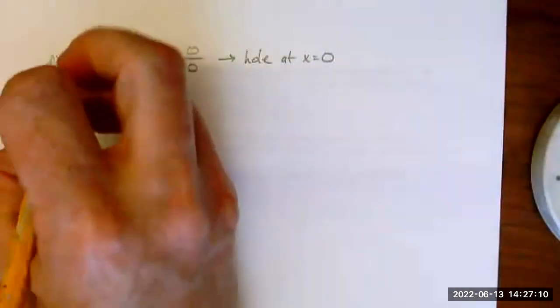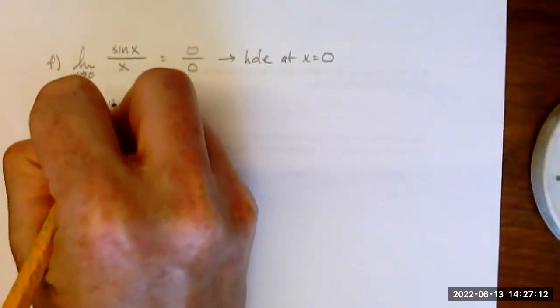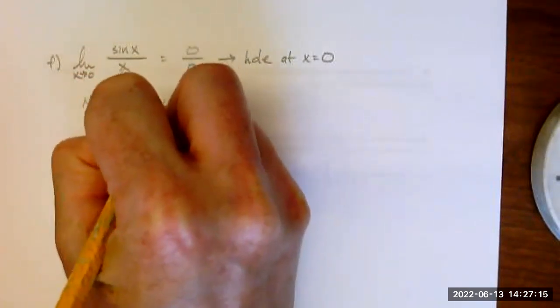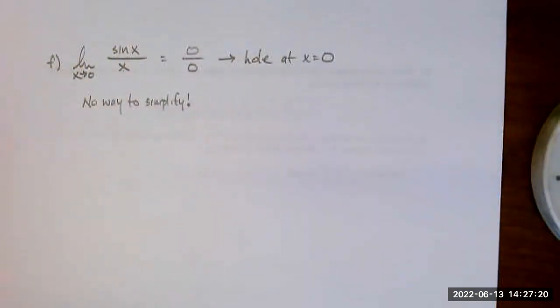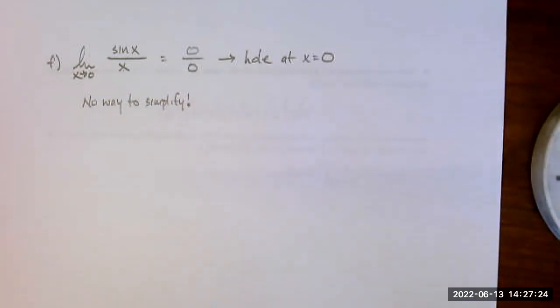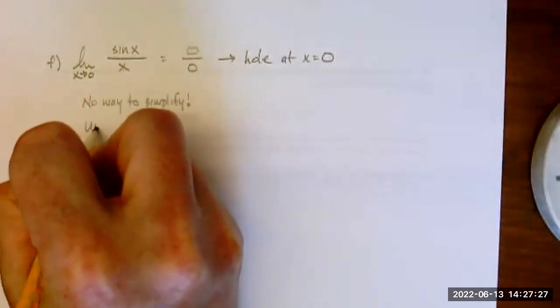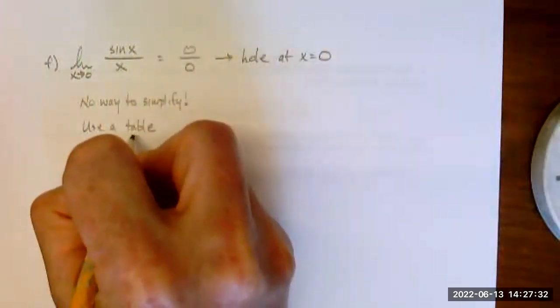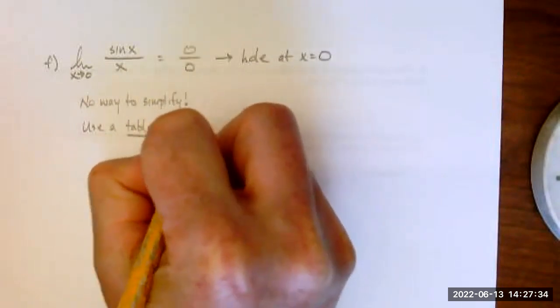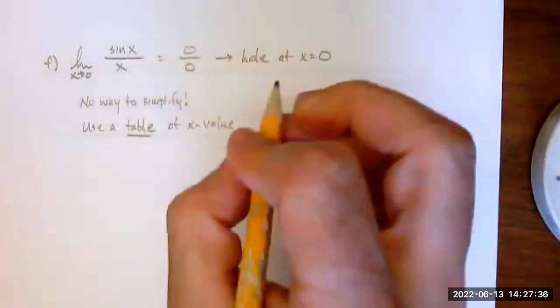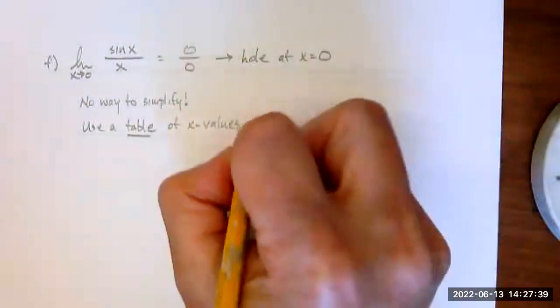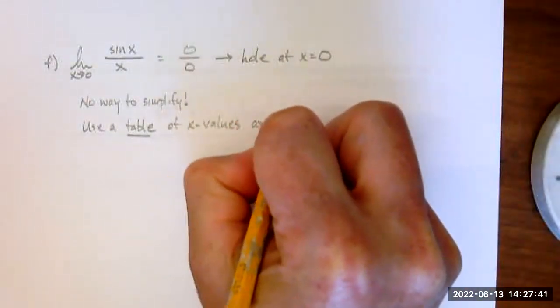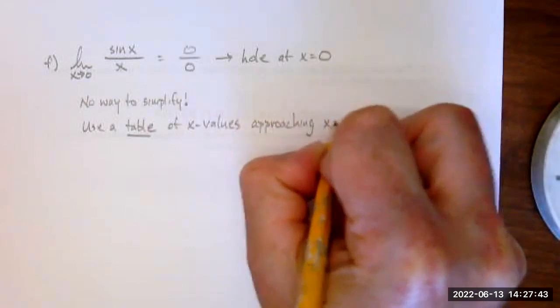There's a problem though. There's no way to simplify here. There's no conjugate, there's no factoring. What are you going to do? We're going to go to our last resort, and this is even another technique. If all else fails, use a table of x values approaching x equals 0.